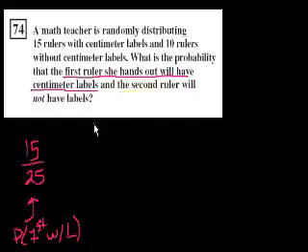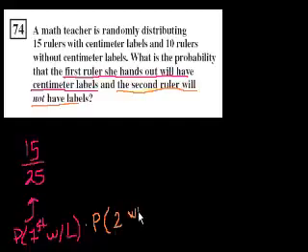But they want to know the first one having centimeter labels and the second ruler not having. So you're going to have to multiply the probability of the first ruler times the probability that the second is without labels. And now this is the key: given that the first ruler had labels.